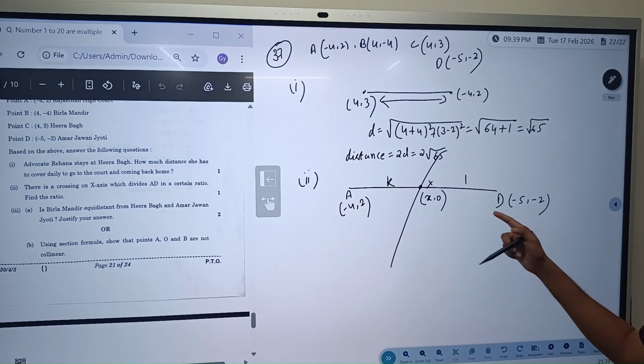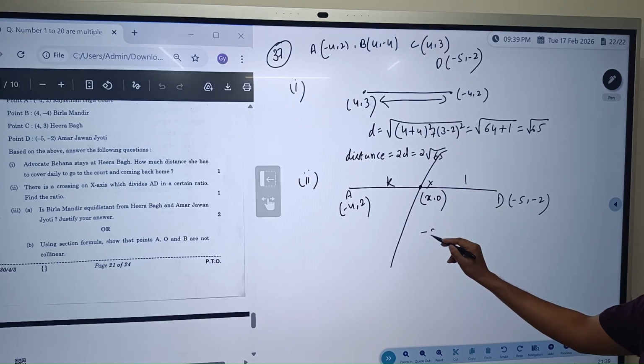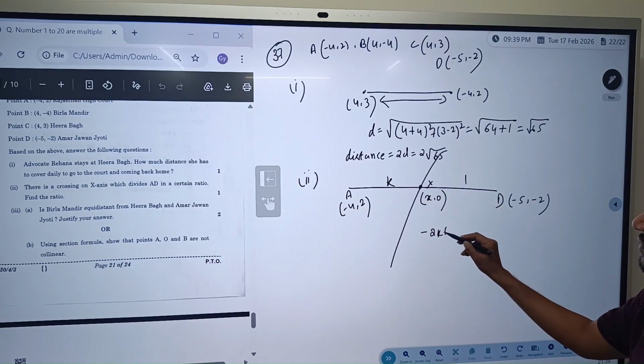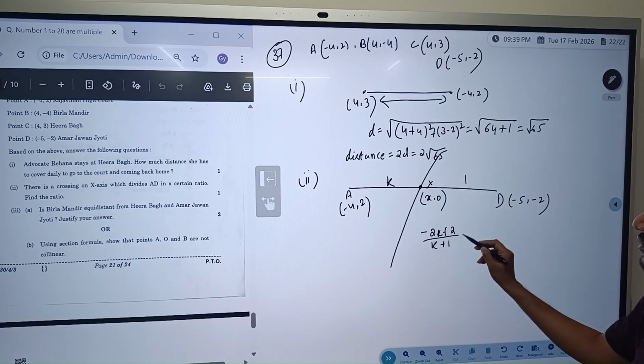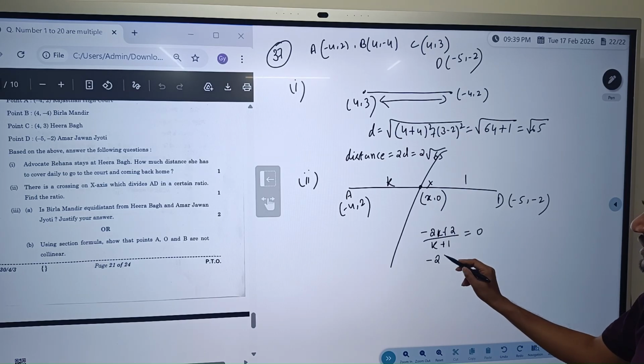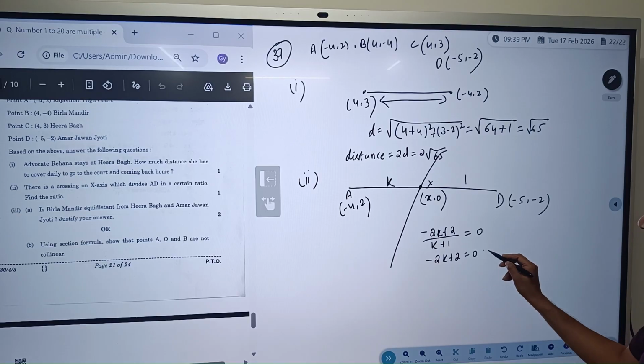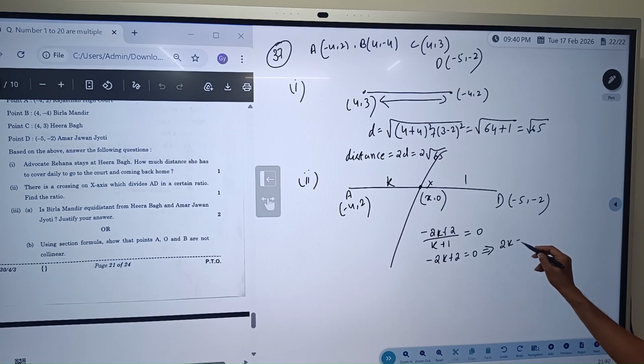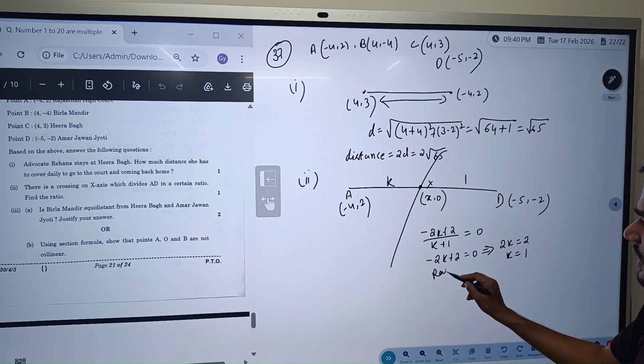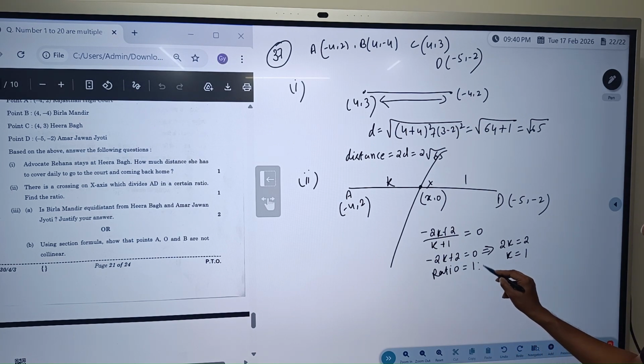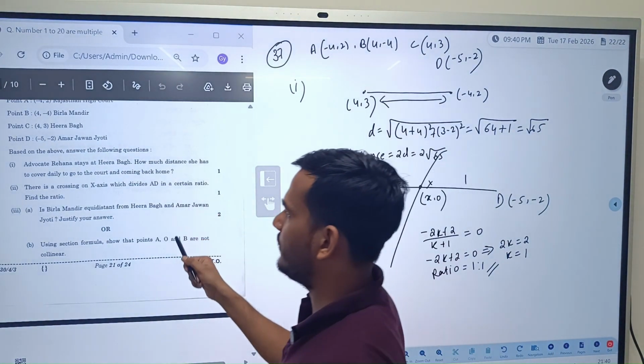So the y coordinate using the section formula is minus 2k plus 2 upon k plus 1 is equal to 0. That means cross multiplication, minus 2k plus 2 is equal to 0, or 2k is equal to 2, that means k is equal to 1. So the ratio for the second part is 1 is to 1. 1 is to 1 is the answer for the second part.